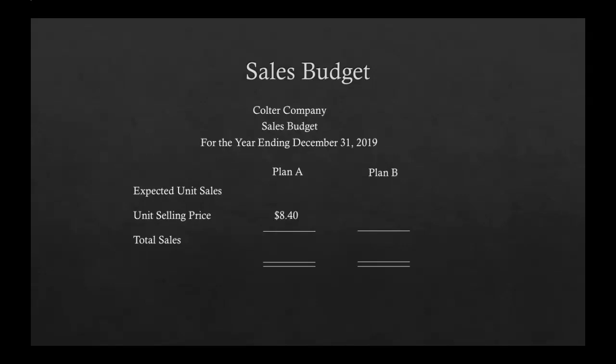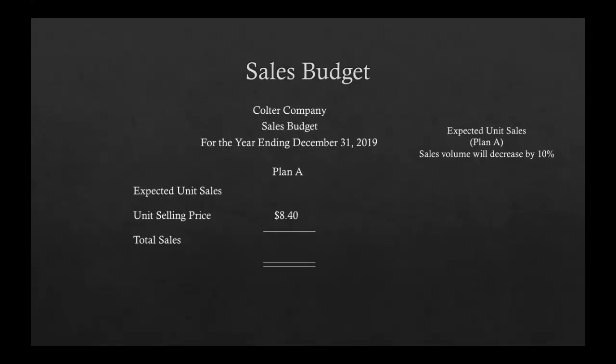So under Plan A, they said that the selling price would increase to $8.40. So we can put that as our Plan A unit selling price. Under Plan B, they said that the selling price would drop to $7.50. So now let's just look at Plan A, and we need to figure out how many units we think we're going to sell.